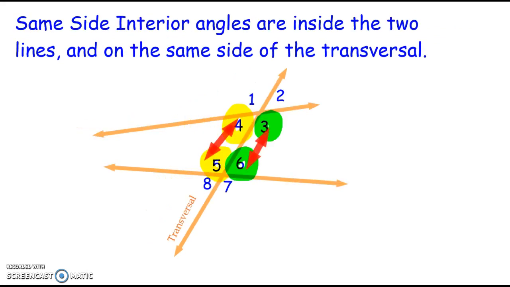The last pair that we're talking about is same side interior angles. They are inside the two lines and on the same side of the transversal. 3, 4, 5, and 6 are in between the two lines, and they're on the same side of the transversal. So 3 and 6 go together, 4 and 5 go together.